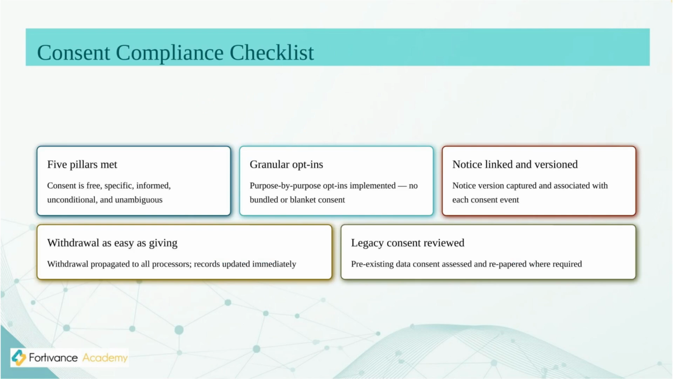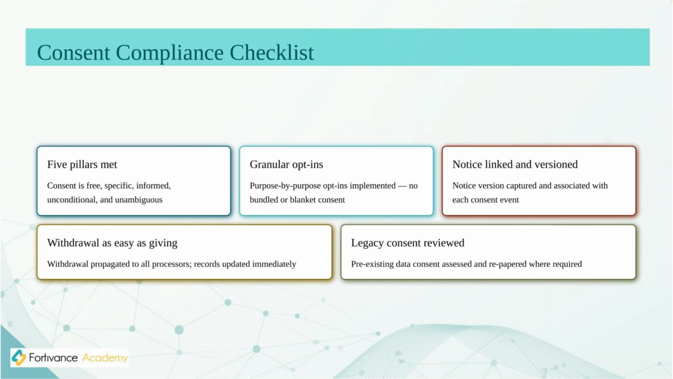Let's bring this chapter home with a checklist you can run against any consent mechanism you build or inherit. Start with the 5 pillars one by one. Is the consent free? Meaning the person could genuinely decline without losing access to things that don't depend on it. Is it specific, tied to clearly stated purposes rather than a vague blanket? Is it informed, backed by a plain language notice they actually saw? Is it unconditional, not bundled with consents the service doesn't need? And is it given through a clear affirmative action with no pre-ticked boxes or assumed agreement? If all 5 hold, you've got a solid base.